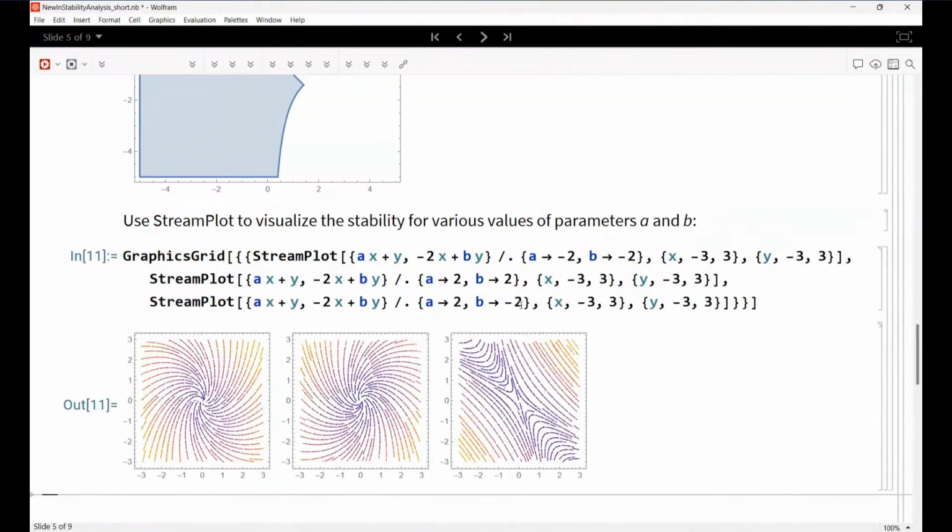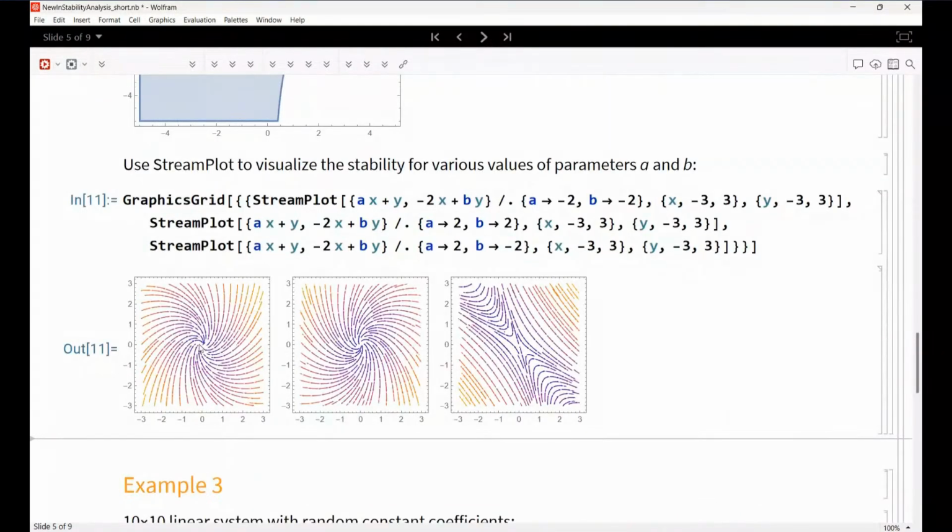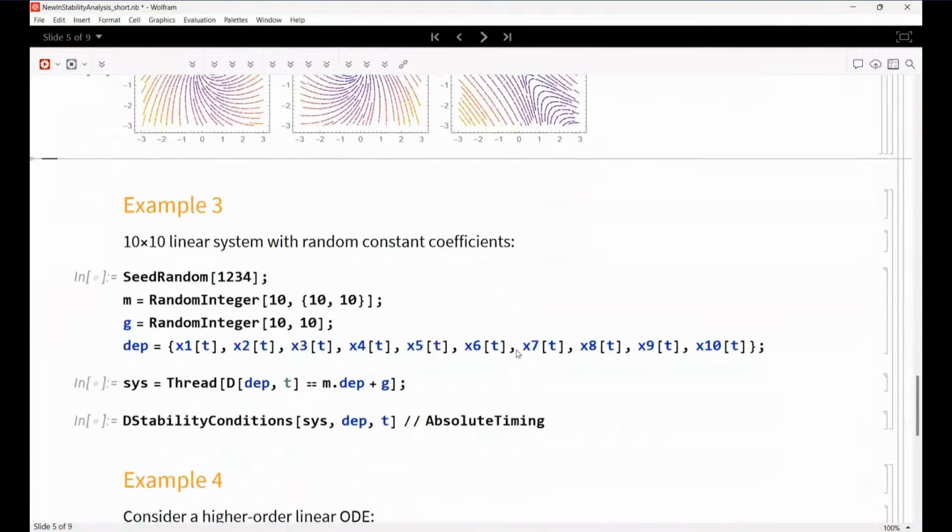Here in the first case, we have a stable spiraling point. In the second case, we have an unstable spiraling point. And in the third case, we have a saddle point. As the next example, let's consider larger systems.